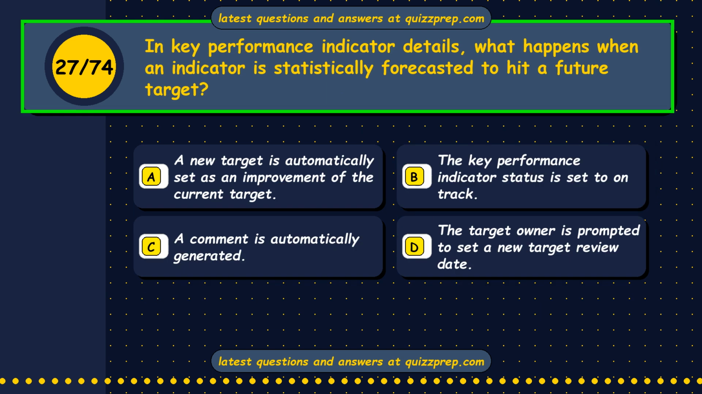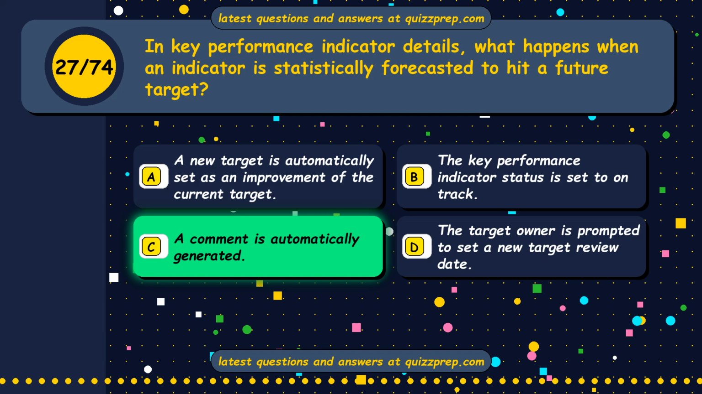Question 27. In Key Performance Indicator Details, what happens when an indicator is statistically forecasted to hit a future target? Option A. A new target is automatically set as an improvement of the current target. Option B. The key performance indicator status is set to on track. Option C. A comment is automatically generated. Option D. The target owner is prompted to set a new target review date.